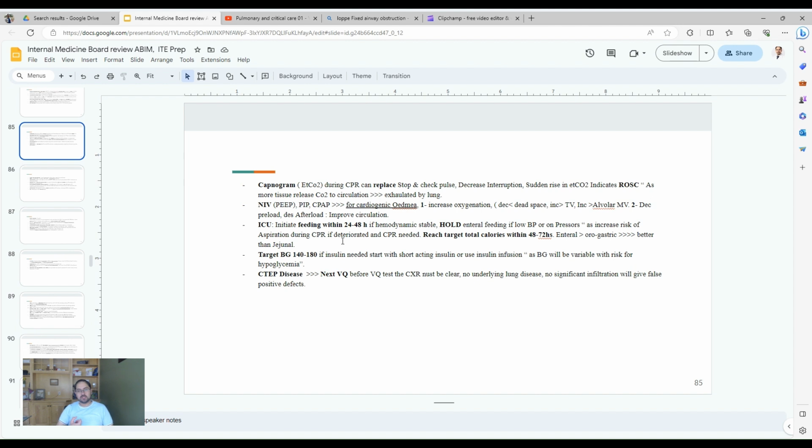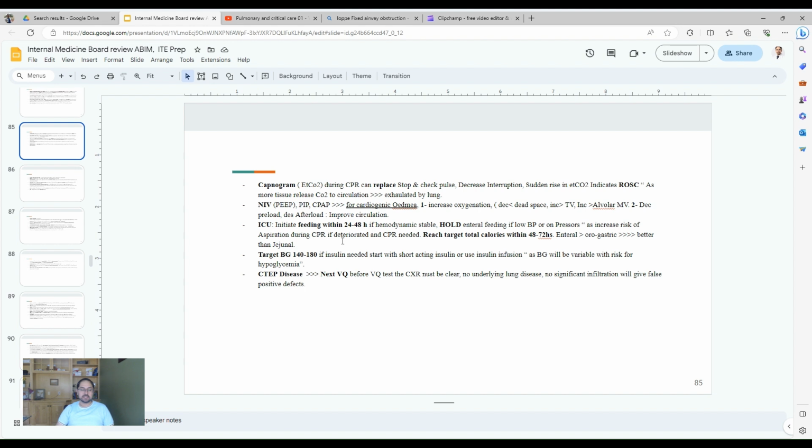Capnogram, that device, when it's attached to the patient's ET tube during CPR, it can replace the few seconds of stop and check pulse. So you don't have to check the pulse as much, as the capnogram is already connected there. Because if ROSC is achieved and there is return of circulation, you will see a sudden rise on the capnogram.